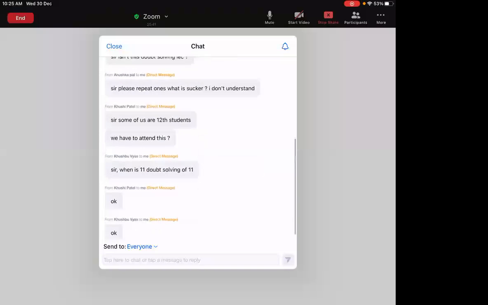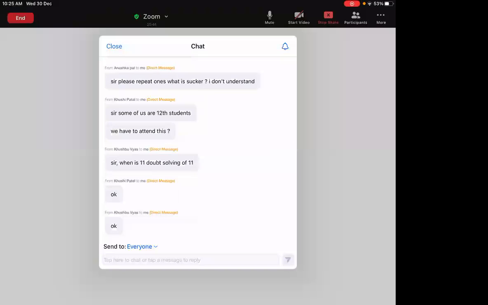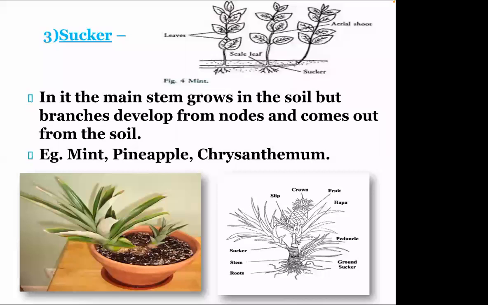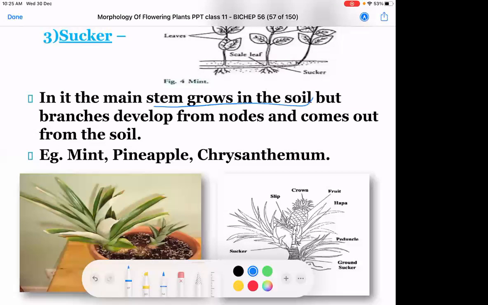Fine. Anushka, you don't understand sucker? Okay. Sucker is a specialized underground stem. In simple meaning, I can explain. Look, the stem grows in soil. It is the first thing you are supposed to remember. Ready? Second, branches develop from the node and come out of the soil. So the main stem is underground and the branch is over the ground.